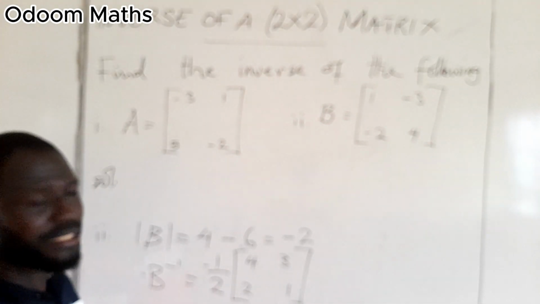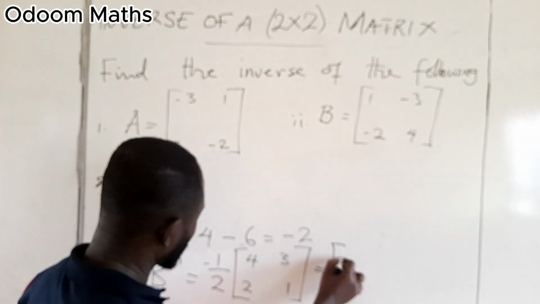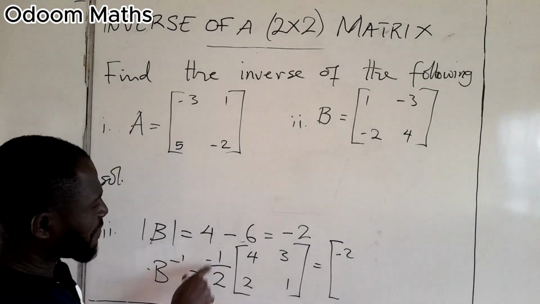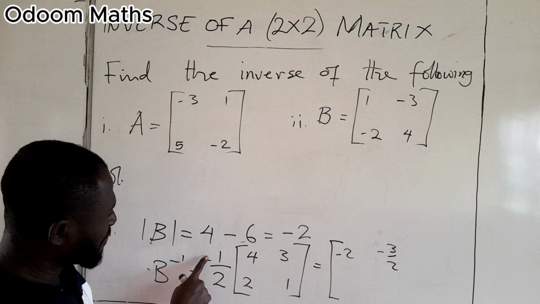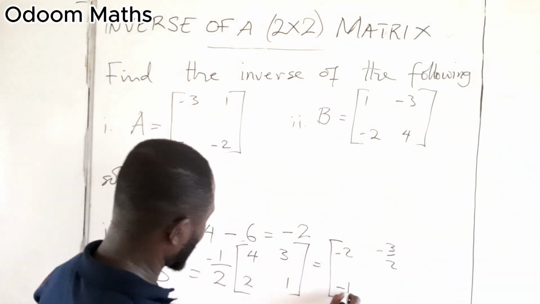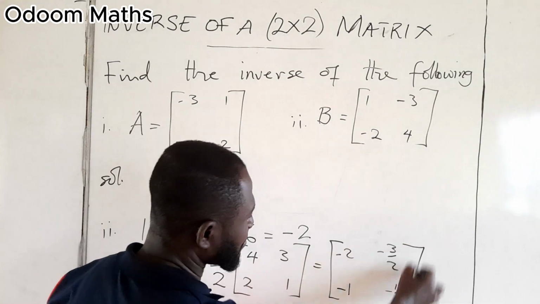Then we multiply. Negative half times 4 becomes negative 2. Negative half times 3 becomes negative 3 over 2. Negative half times 2 becomes negative 1. Negative half times 1 becomes negative 1 over 2.